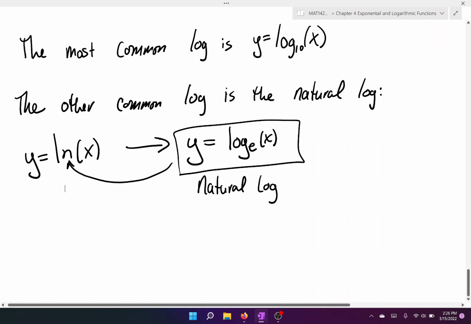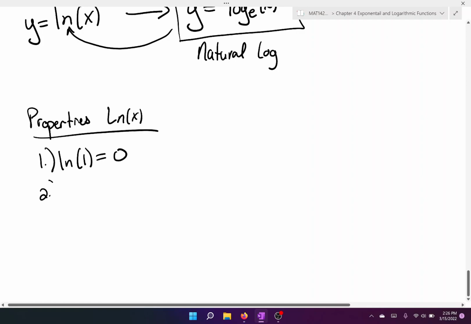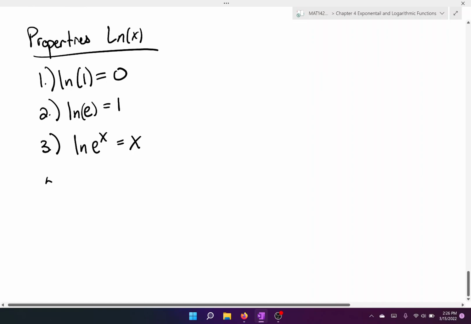All right. Now, we do have properties for the natural log. And they basically follow the same exact properties that we have before. So the first one will be the ln of 1 equals 0. The second will be the ln of e equals 1. The third property is the natural log of e to the x equals x. And then the fourth one is going to be e to the natural log of x equals x.